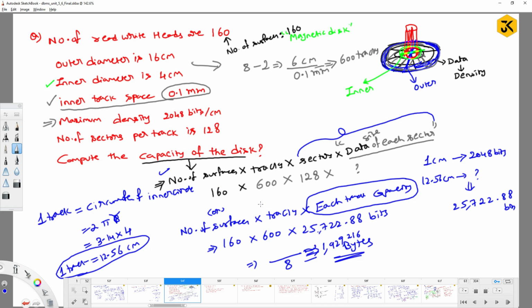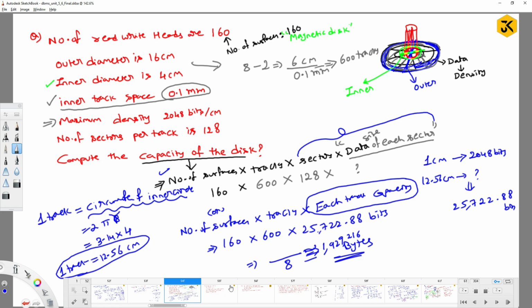But there are certain kinds of questions where they will specifically mention that the outer circle is not equivalent to the inner circle. Based on that you have to solve accordingly. Here the assumption is that the outer circle track size is equivalent to the inner circle track size. That's why I have gone for this one. That's the reason I have taken only the circumference of the inner circle. If you take the circumference of the outer circle, your answer will change, right? So you have to make sure according to the question.